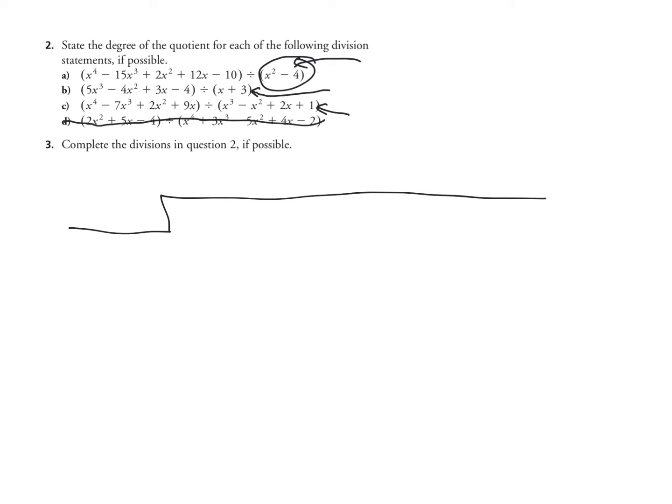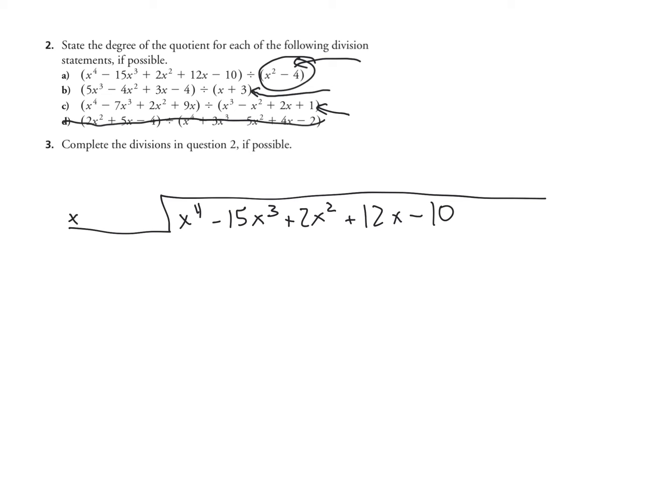Oh darn, number 2 made me think I was going to get away with not doing the divisions, but it looks like I have to. Complete the divisions in question 2 if possible. So this one's impossible. Let's not worry about that one. Now you might be pleased to know that I can't do it by my method because this one I can. x plus 3 I could divide no problem, but it gets a little trickier when you get a quadratic or a cubic. Now you could totally do it, it's not worth the power of the mind necessary. So let's start this one. x to the 4 minus 15x cubed plus 2x squared plus 12x minus 10.